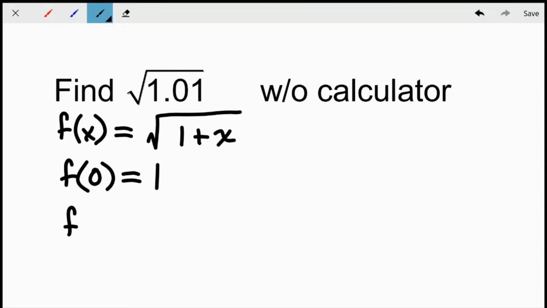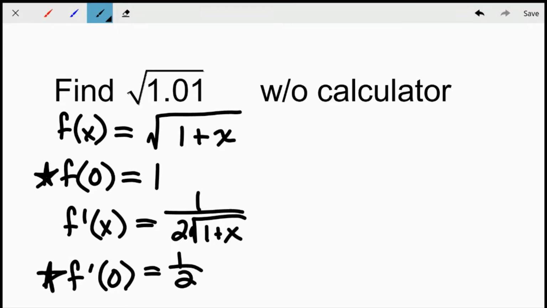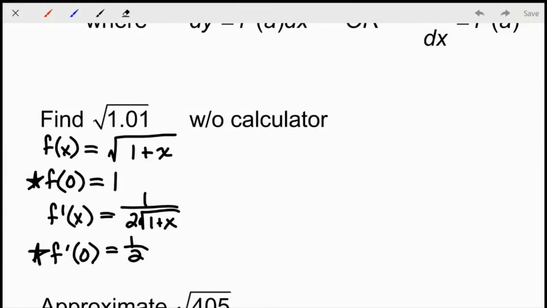If I take the derivative of that function, I get 1 over 2 times the square root of 1 plus x. And if I evaluate that at 0, that gives me 1/2. So the two things I needed were the exact coordinates of a point and the exact value of the slope. And now from that, I can do my tangent line approximation, or linear approximation.